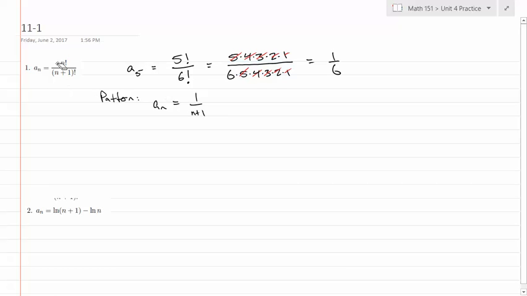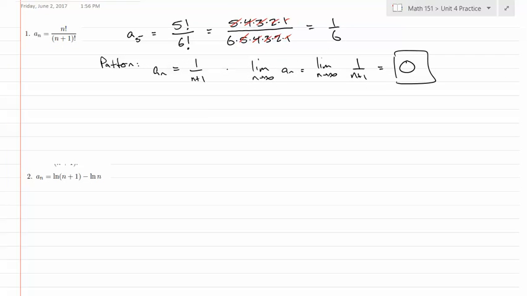Taking these factorials and simplifying like this makes it a lot easier to take the limit as n goes to infinity. The limit as n goes to infinity of a sub n is the limit as n goes to infinity of 1 over n plus 1, which, if n goes to infinity, is 1 over a really big positive number, which is a really small positive decimal, getting closer and closer to 0. Okay, so that limit is 0.